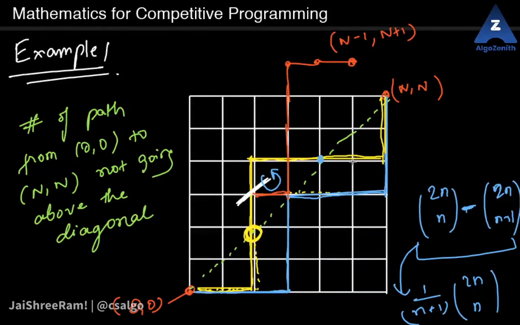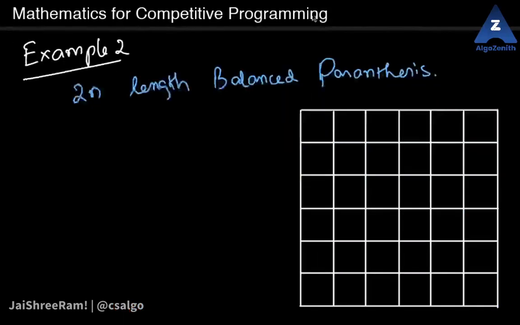Okay, so now you can readily give up the answer without even doing some sort of DP solution for this type of problem. Okay, so now once we know this particular standard example, we now need to understand what are the different scenarios where the problem resolves into finding Catalan number. Okay, so one famous example for this would be 2n length balanced parenthesis.